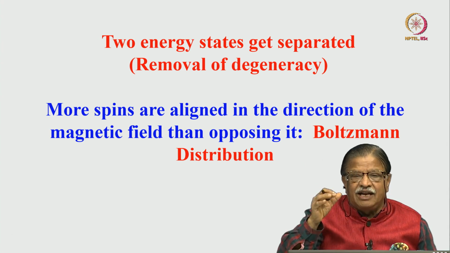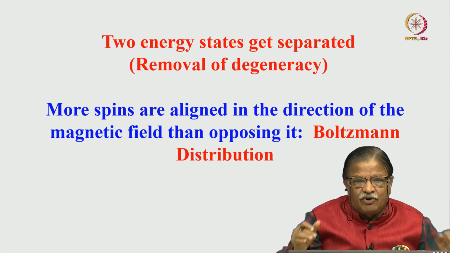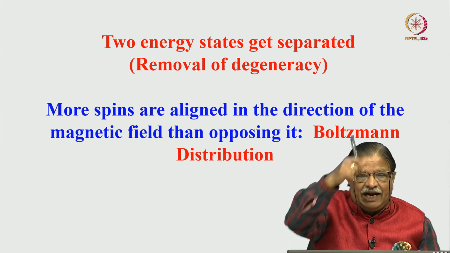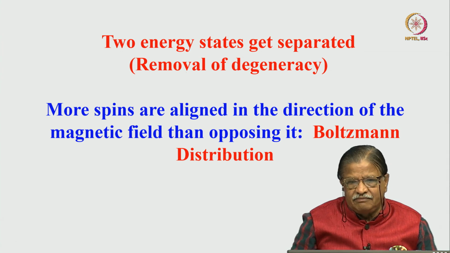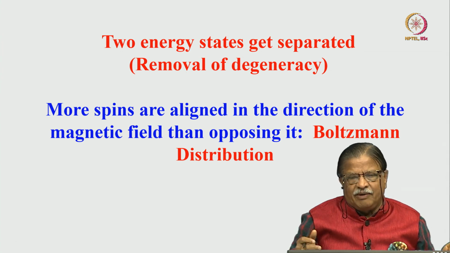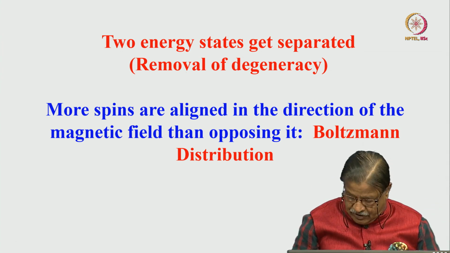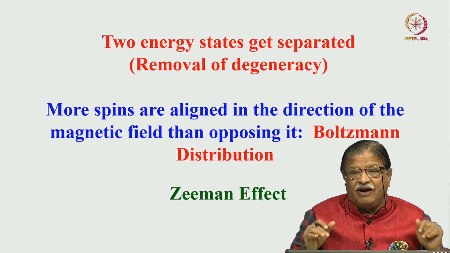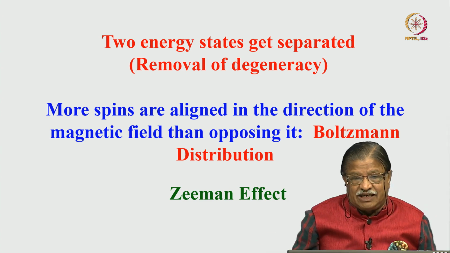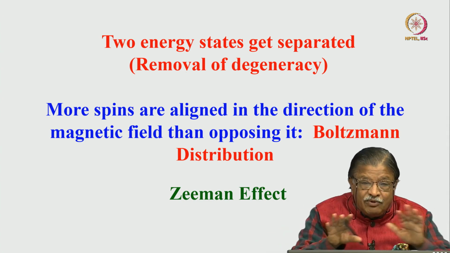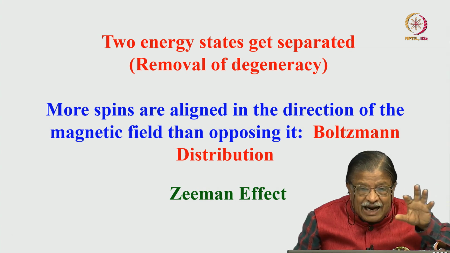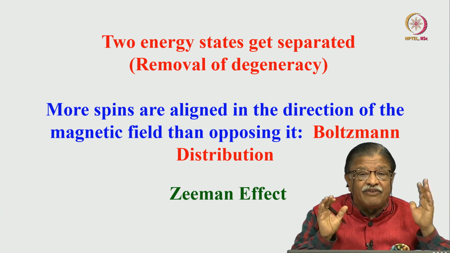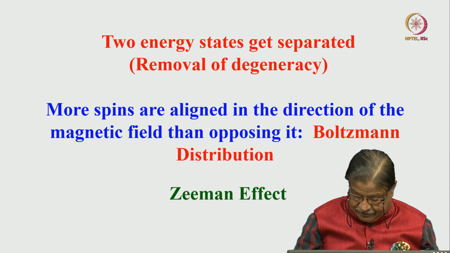Both get separated out. And conventionally, and you can also understand from the Boltzmann distribution, more spins are aligned in the direction of the magnetic field than opposing it. This is a Boltzmann requirement. This way of separation of the two energy states, or what is called removal of degeneracy by the interaction of the magnetic moments with the external magnetic field, is called the Zeeman effect.